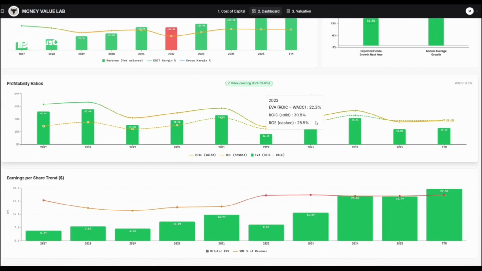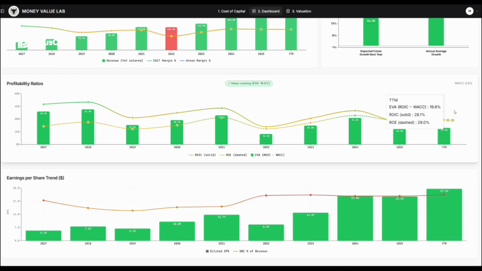Next, here we have the profitability ratios. And this is what is called economic value added. So this looks at what the return on invested capital for Meta is, and it deducts the required rate of return, which we calculated most recently, which was 8.5%. And the net difference is 19.6%. So meaning that Meta is growing and adding value to its shareholders. In contrast, if you would have return on invested capital below cost of capital, then this would be red.